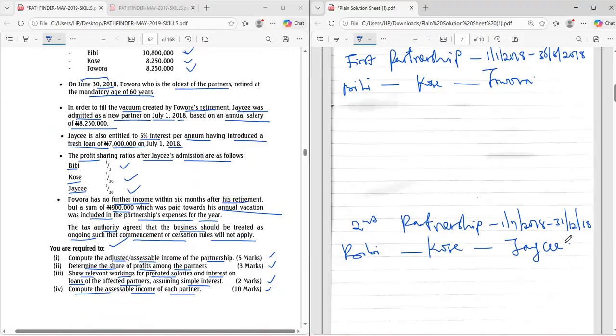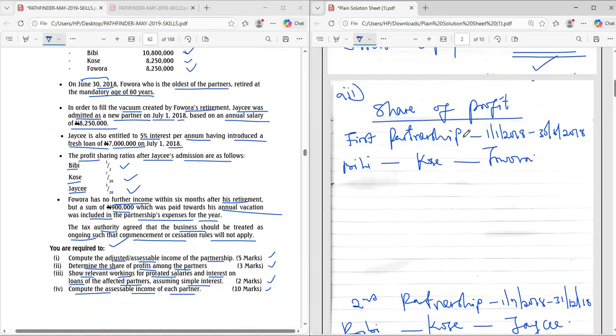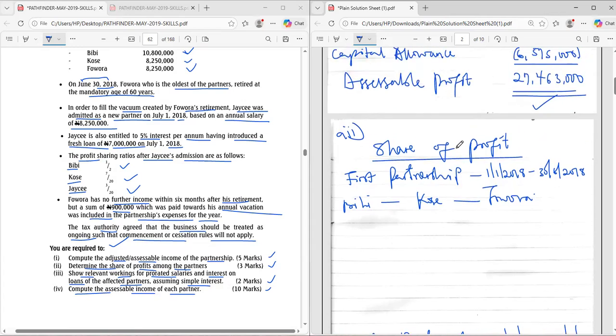Okay. So it therefore means that each of the partnerships lasted for 6 months. So therefore, if you want to share 27,463,000, just divide by 2. Half will be collected by the first partnership, the other half will be collected by the other partnership. Do you understand that? So help me divide it by 2.